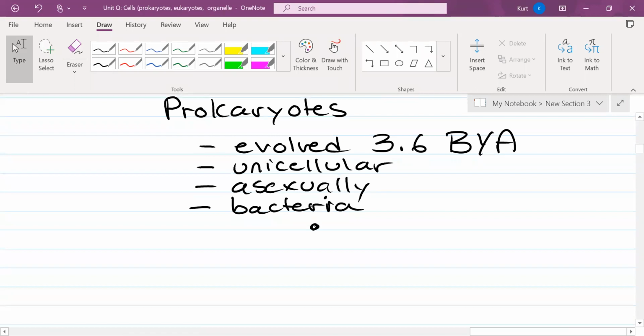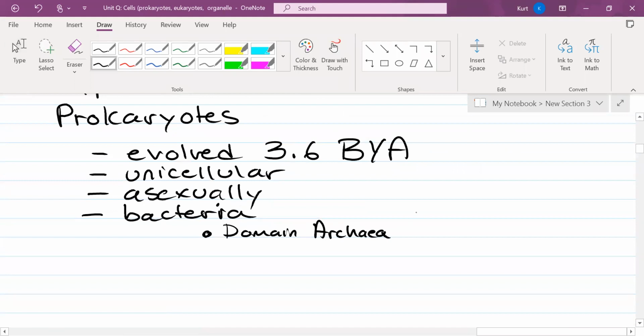The domains that include prokaryotes is domain Archaea. Archaeans are going to be extremophiles. Extremophiles are organisms that like to live near hydrothermal vents, volcanoes, sulfur springs, salt lakes, stuff like that. And the other one is going to be domain Bacteria.